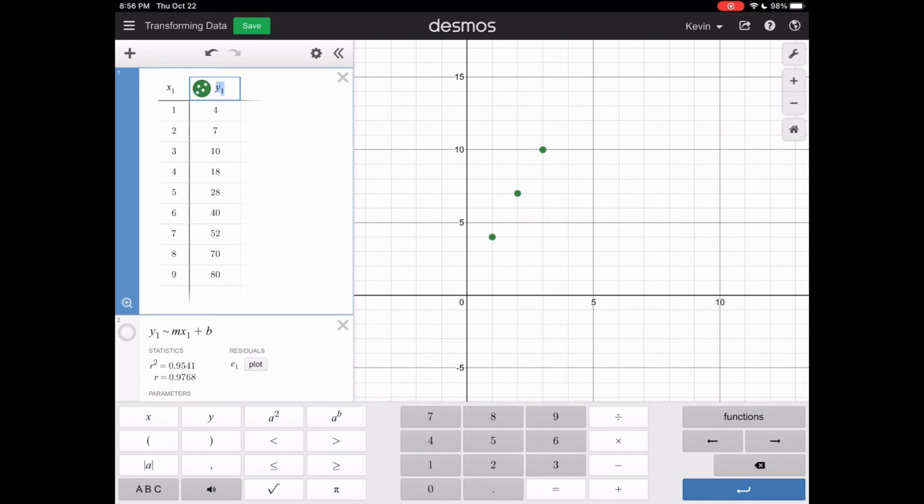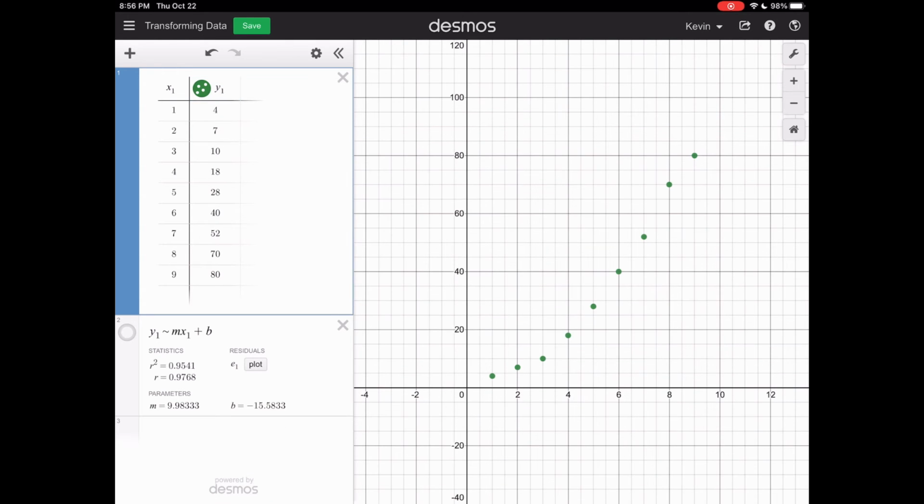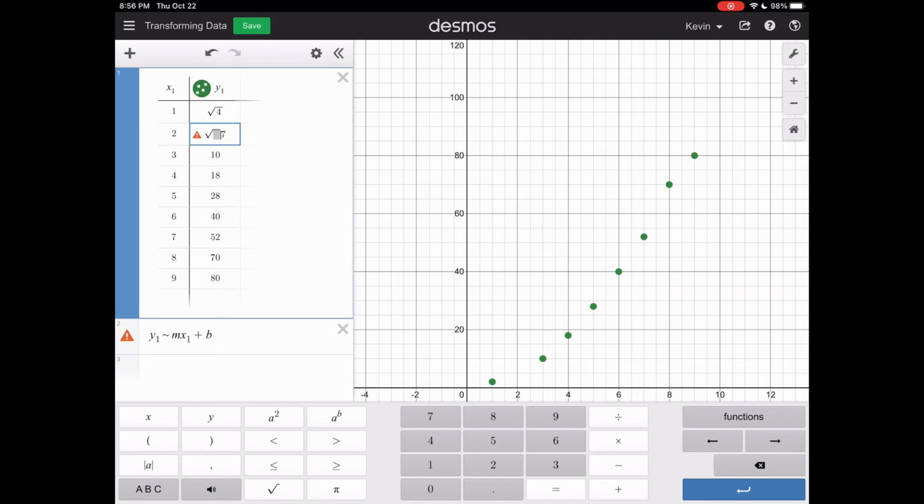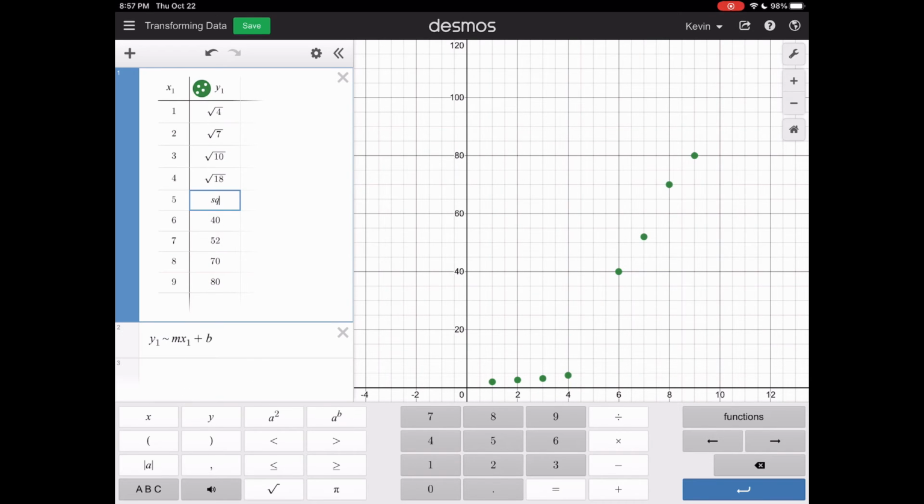So now, again, first resort here is instead of y1, I'm going to take the square root of it. So now I'm going to take here instead the square root of 4. Oh boy, square root of 4. And then I'm going to do this for each one of these. Square root of 7 here, square root of 10, square root of 18, square root of 28, and so forth down the list here.